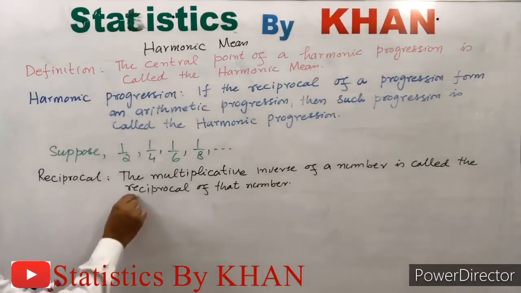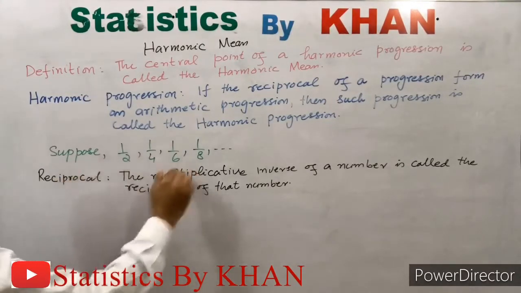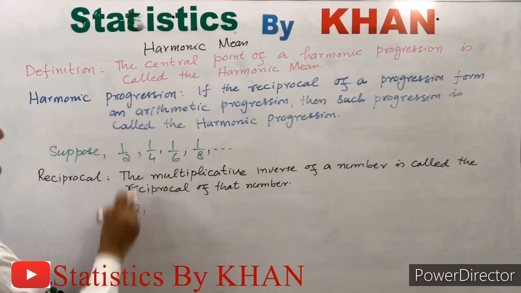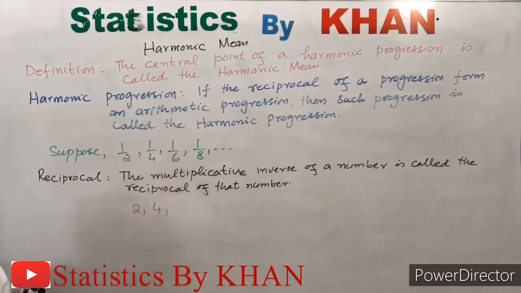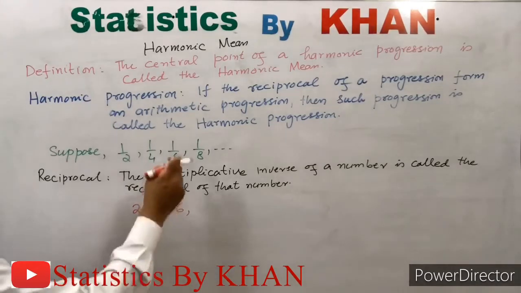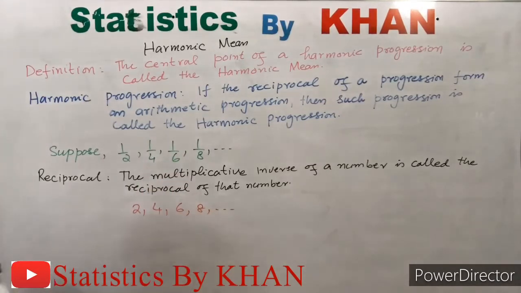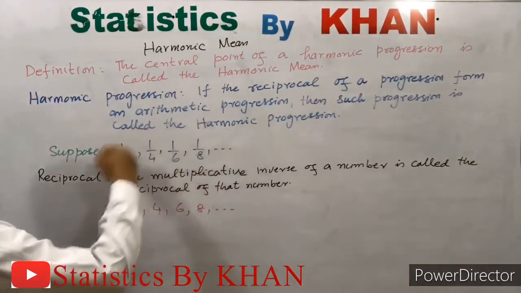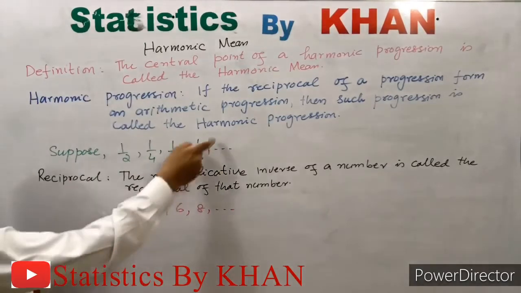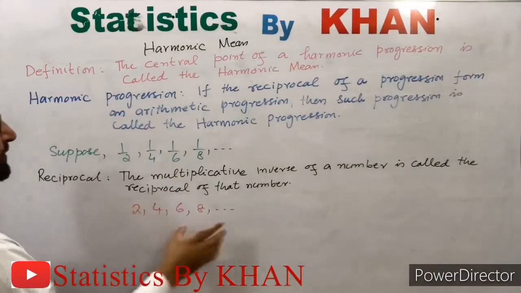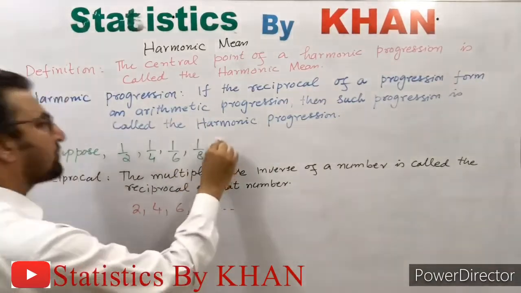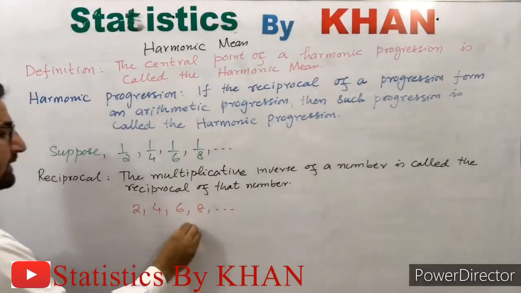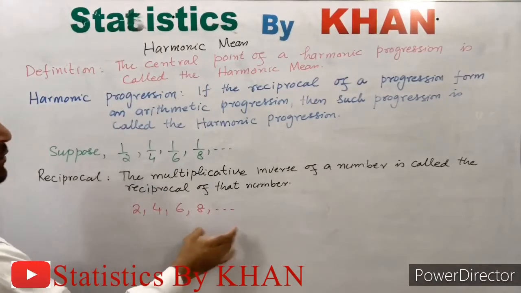Now on the basis of this definition, if we take the reciprocal of this progression, what does it come to? It comes 2, because the reciprocal of 1 over 2 is 2, the reciprocal of 1 over 4 is 4, the reciprocal of 1 over 6 is 6, the reciprocal of 1 over 8 is 8, and so on. So now this progression is the reciprocal of that progression. By definition, if you take the reciprocal of a progression and it forms an arithmetic progression, then this progression is called the harmonic progression. Now, when we took the reciprocal of this progression, it gave this progression, and by definition this is in arithmetic progression. What is the arithmetic progression?